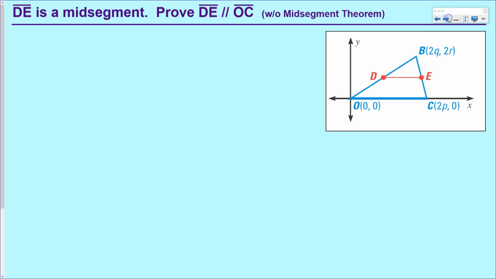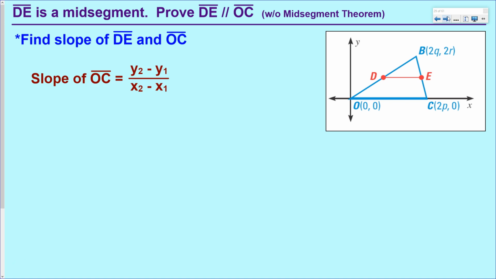Speaking of proofs, here is our first one. So copy down the drawing and the given information there. All right, in our given information, we are told that DE is a midsegment. Now that's pretty special. D is a midpoint and E is a midpoint. And we're asked to show that DE is parallel to OC, which means that we need to find the slope of each, DE and OC, which means you need to remember the slope formula.